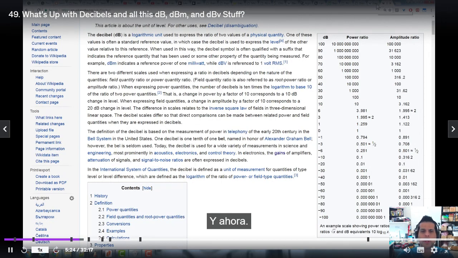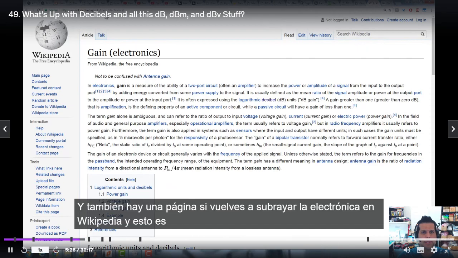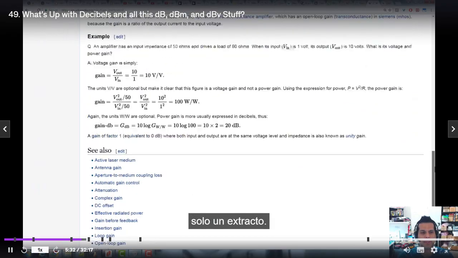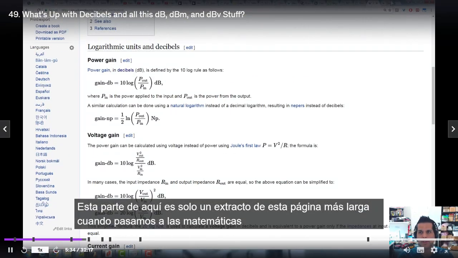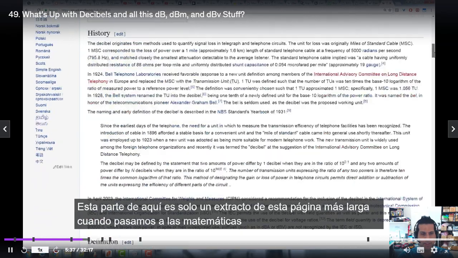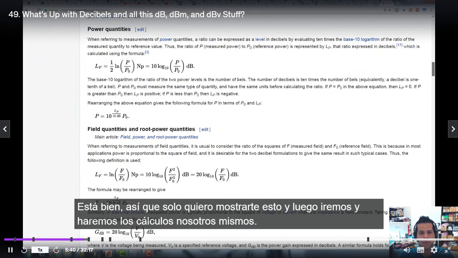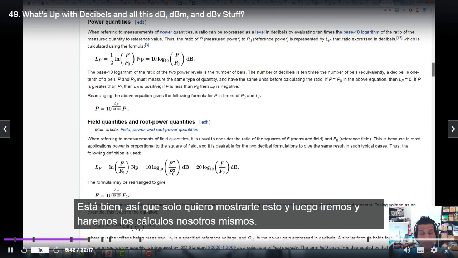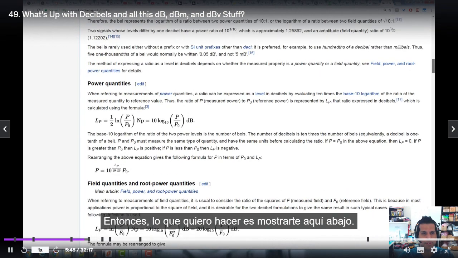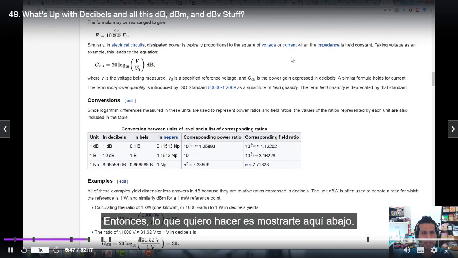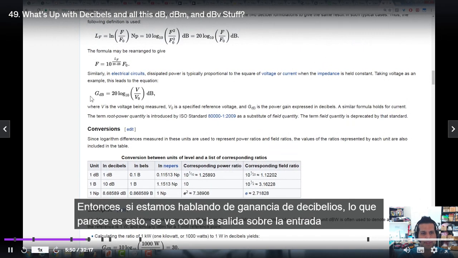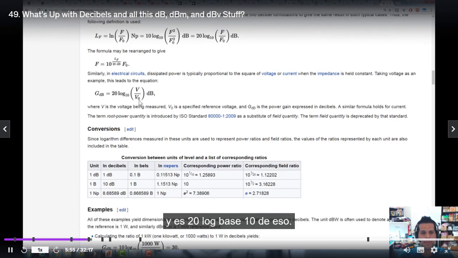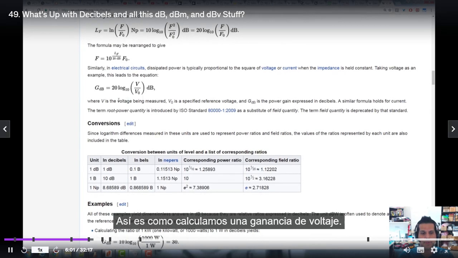So now, there's also a page, if you go to gain underscore electronics in Wikipedia, and this is just an excerpt. This portion right here is just an excerpt of this longer page when we get down to the math, which is right here. All right, so I want to just show you this, and then we're going to do the math ourselves. So if we're talking about gain in decibels, what it looks like is this. It looks like the output over the input, and it's 20 log base 10 of that, all right? That is how we compute a voltage gain.